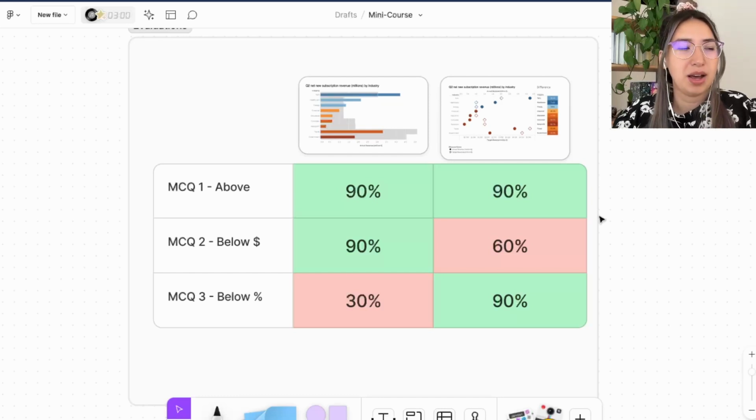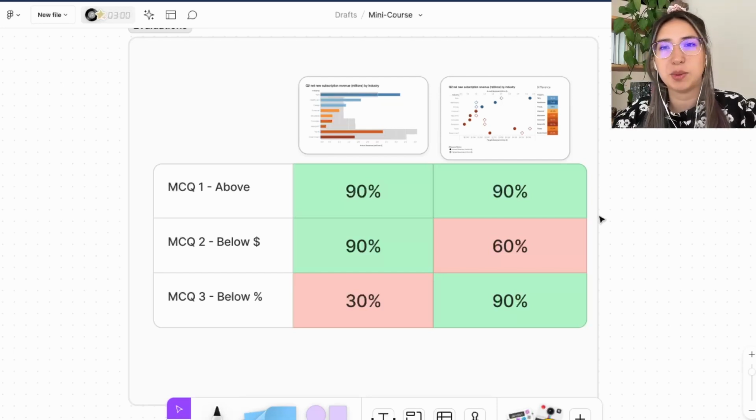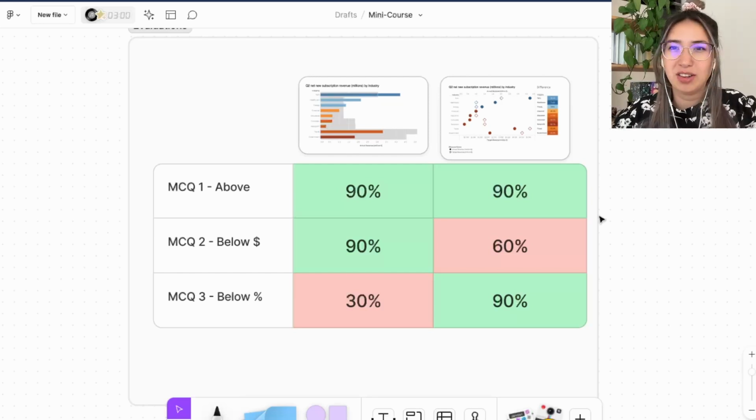If one of these questions, or I guess in this case it's two learning objectives, but let's say one of your designs did better on one of the learning objectives and didn't do as good on the other, you can also think about which learning objective is most important and decide which design to go with based off of that.